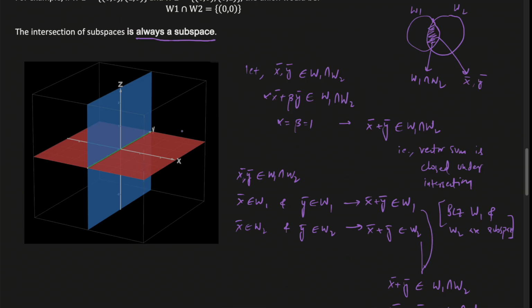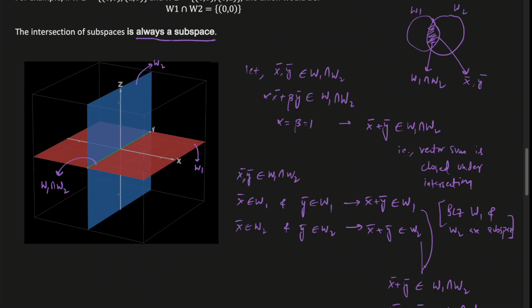Okay, so let us suppose this is our first subspace, that is W1, and this is our second subspace, that is W2. The intersection of two planes is nothing but a line, and in this case the intersection of these two subspaces is this green line, that is the y-axis. This green line is the intersection, that is W1 intersection W2.